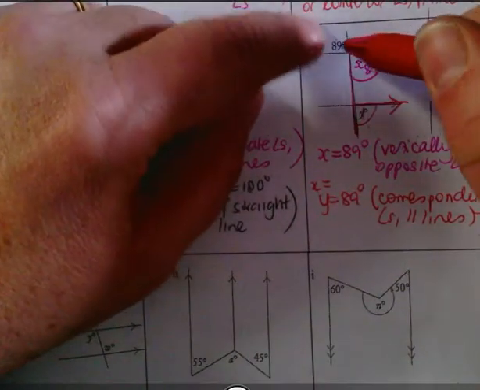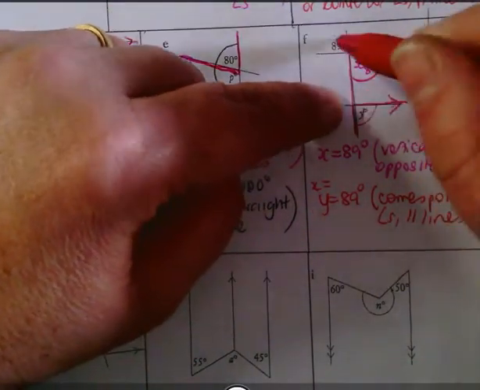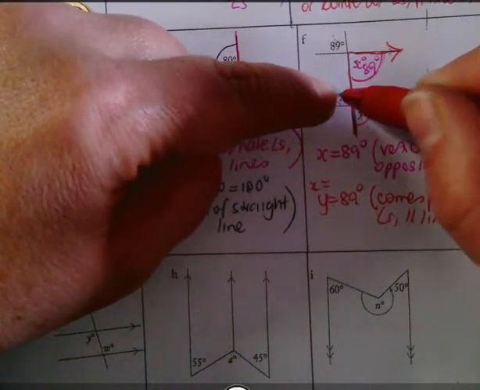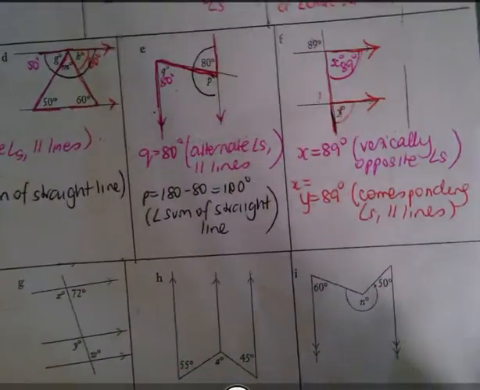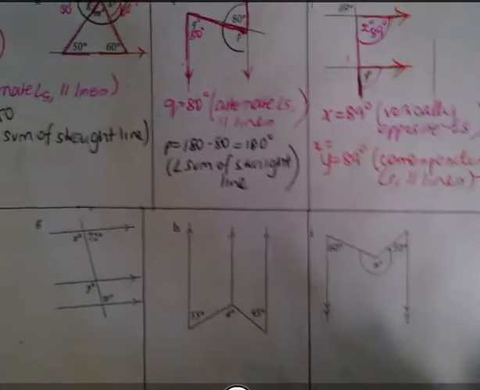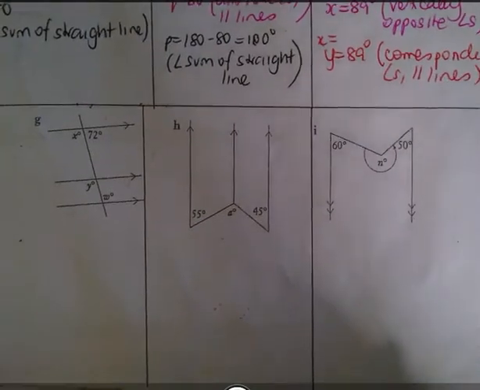Now other people may have done the following. They could have gone corresponding first, so that 89 is also down here. That's the same position, corresponding, and then vertically opposite. So you need those two, and it could have been in the opposite order. Okay, let's look at the next one.